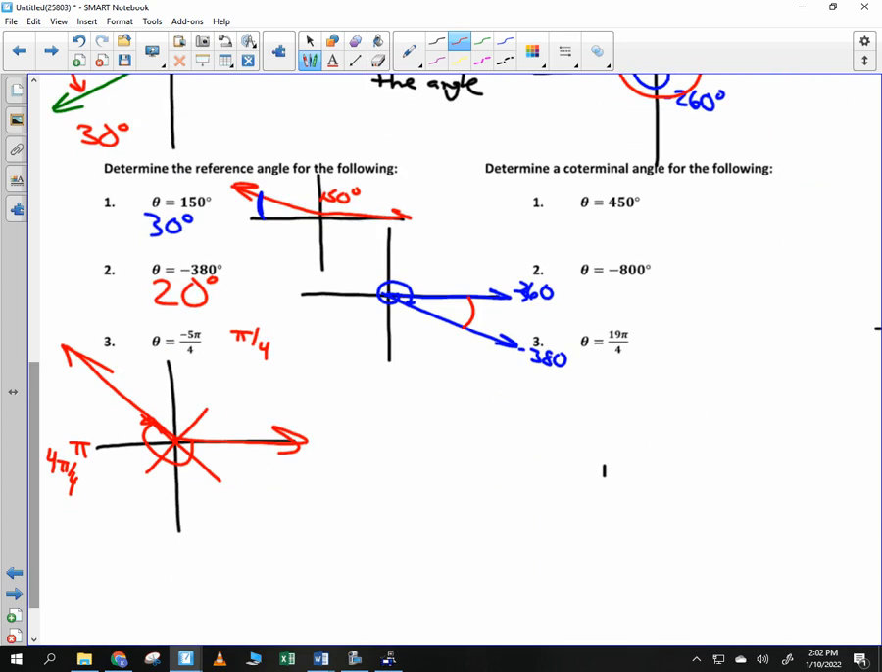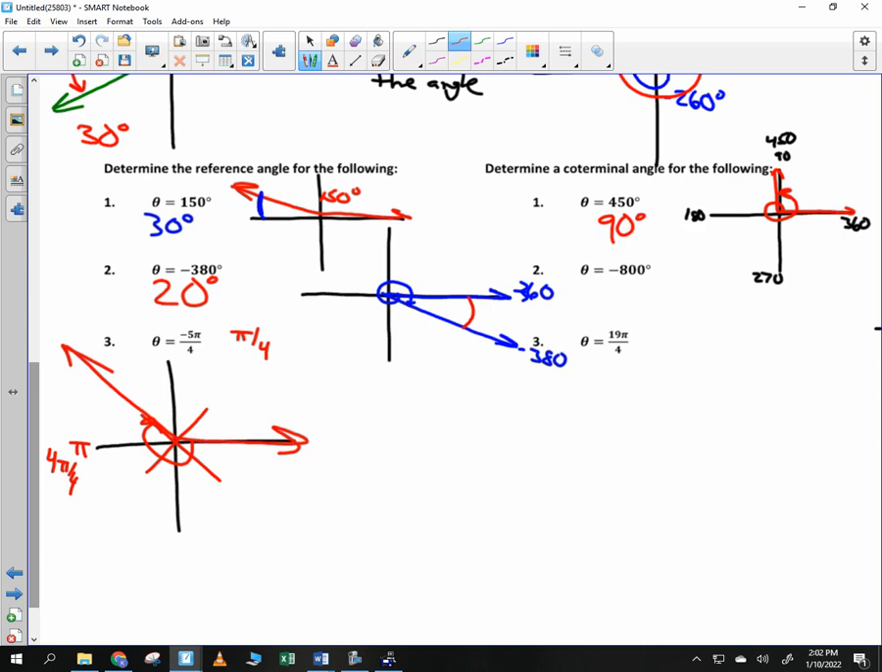So the first thing I'd like you to be able to do is, given an angle, determine what angle is coterminal with it. So 450 degrees. If I draw an angle of 450 degrees, I have 90, 180, 270, 360, and if I continue on, everybody agree I would have 450 up top there? So a 450 degree angle looks like this. It's just you go around more than once. So a 450 is coterminal with 90 degrees.